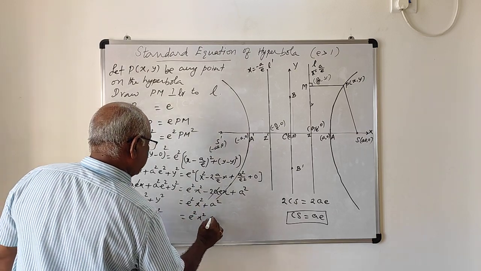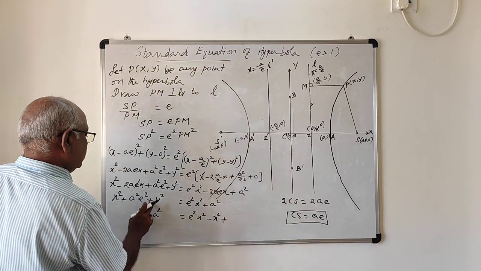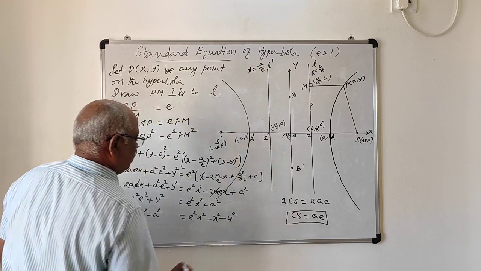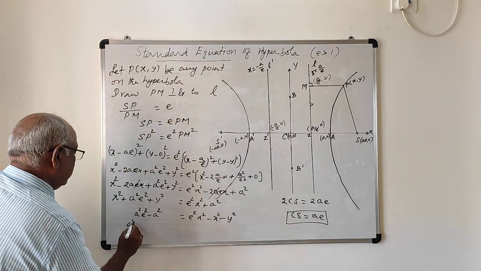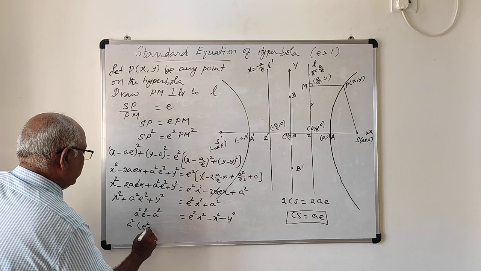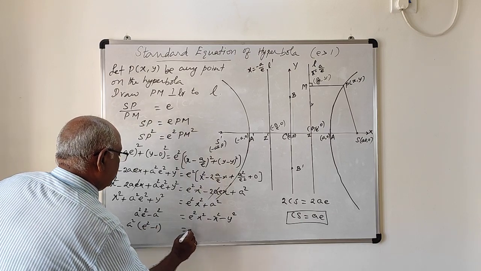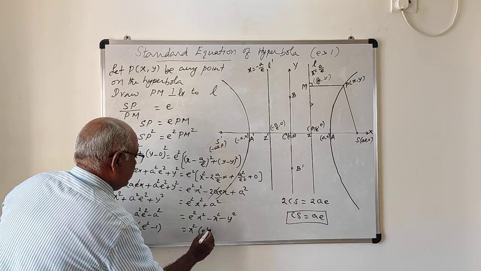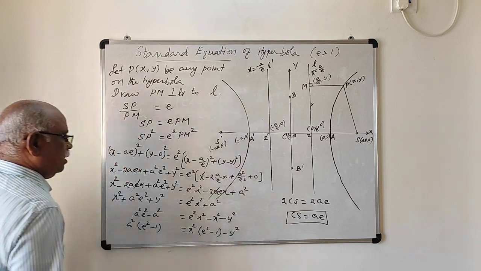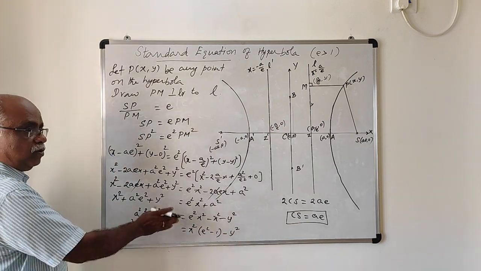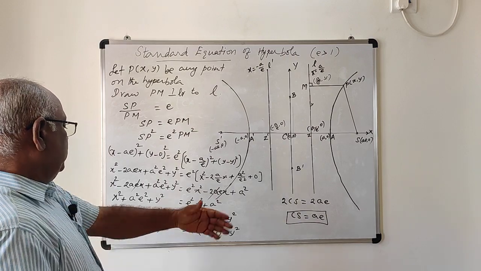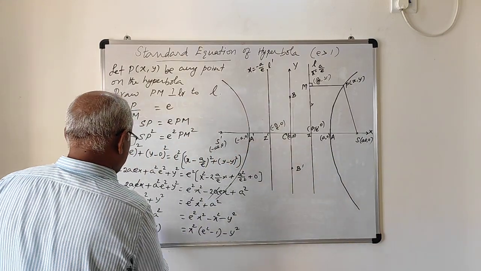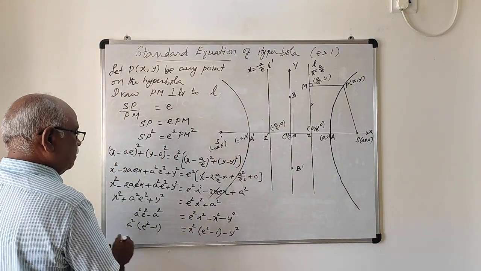Bring this x square to the right hand side, it becomes minus x square, and y square, if you take it to the right hand side, becomes minus y square. Taking a square common, you will get a square into e square minus 1 equal to x square into e square minus 1 minus y square. Now divide throughout by a square into e square minus 1.